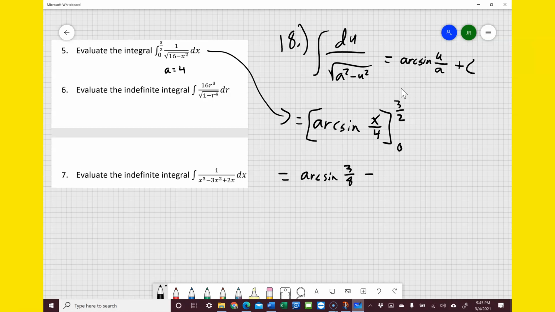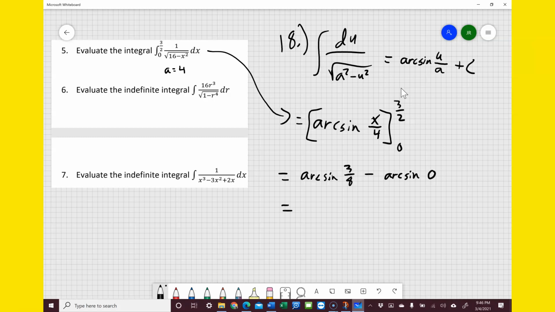Minus arc sine of 0 over 4 is 0. So arc sine of 3/8. I'm trying to think, what is the angle that has a sine of 3/8? I kind of tried to make up a problem here, and 3/8 didn't really fit in very well, because it's not one of our known angles. Of course, we could do it in our calculator and get the arc sine of 3/8 as an approximation.